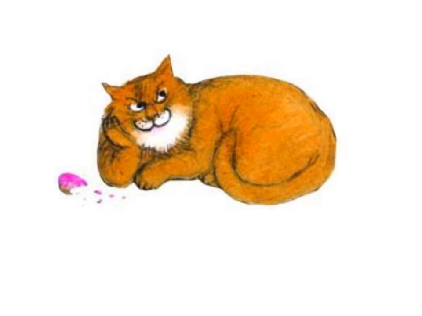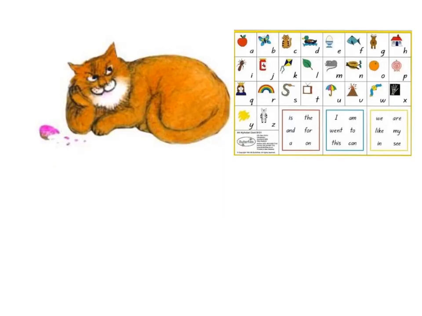Now I am going to write 2 sentences about Greedy Cat. My alphabet chart is going to help me with my fast words and my letters for my hearing words. My first sentence is going to say, "Greedy Cat ate the sticky buns."